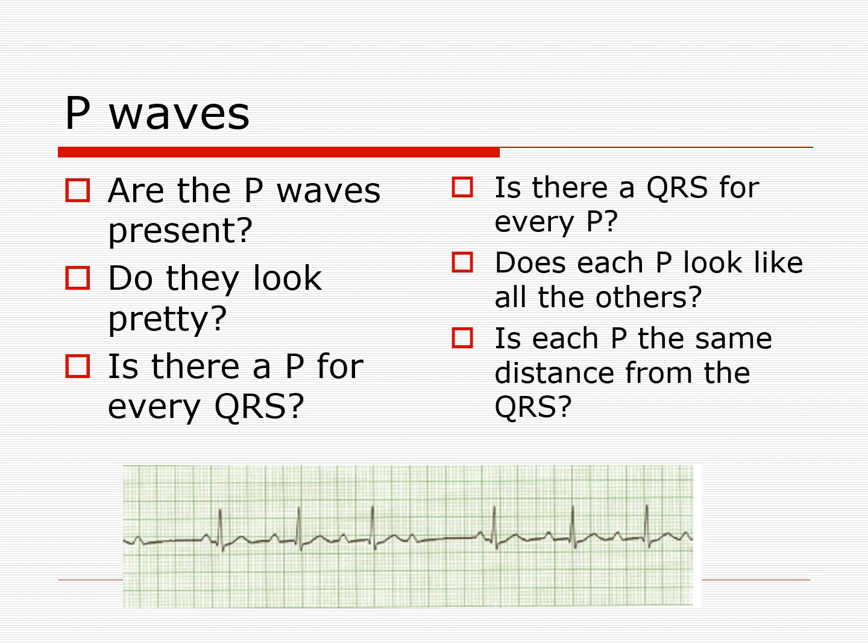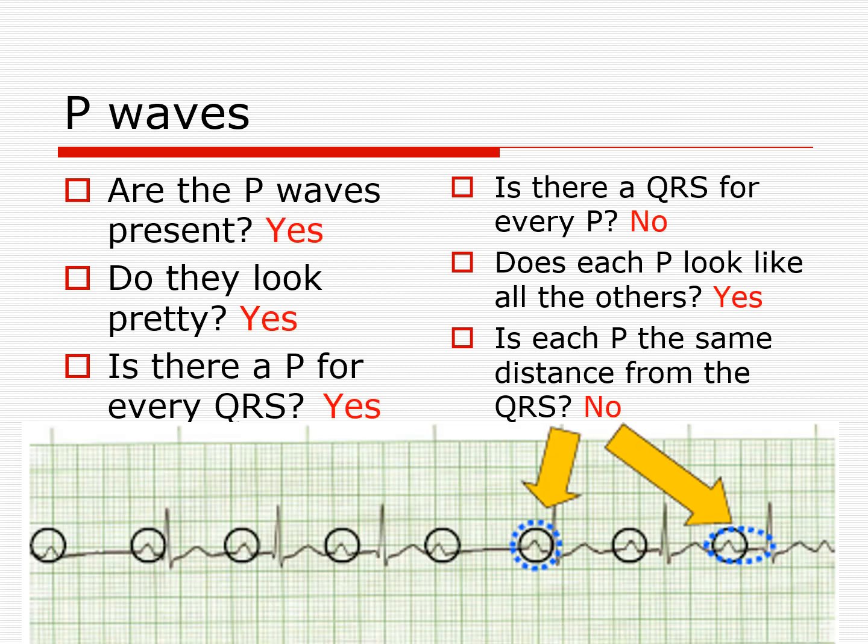All right, so these are all the different questions that you ask yourselves. You again have yes for most of them. However, is there a QRS for every P? No, there is not. That's where we drop that QRS. Is each P the same distance from the QRS? No, because that's where you're developing that longer drop.